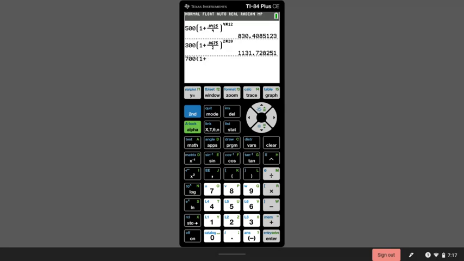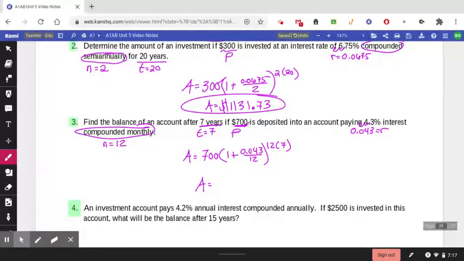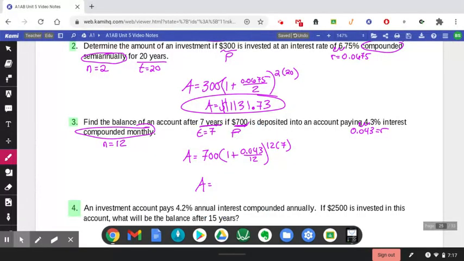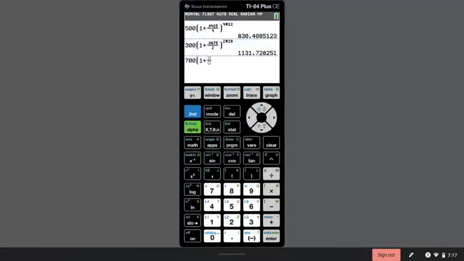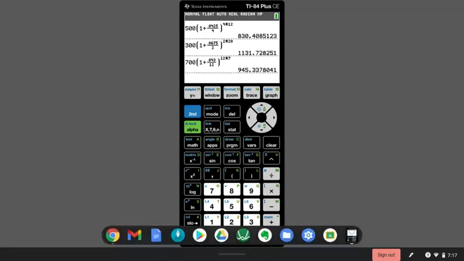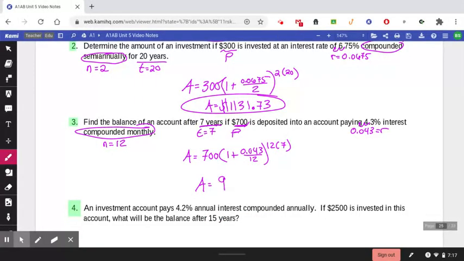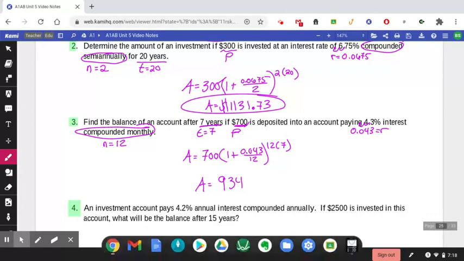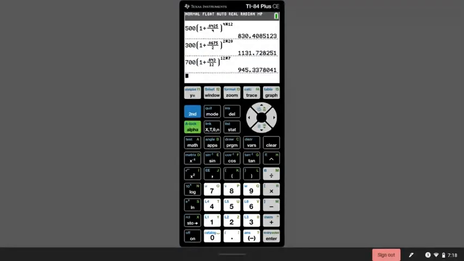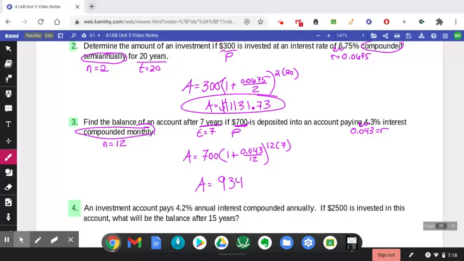Making sure that we're not making any mistakes, like my calculator that does not like to press all the time. 0.043 divided by 12. And this is all raised to the 12 times. We said 7 years. So we get $945.34. I think I just switched that up. $945.34.